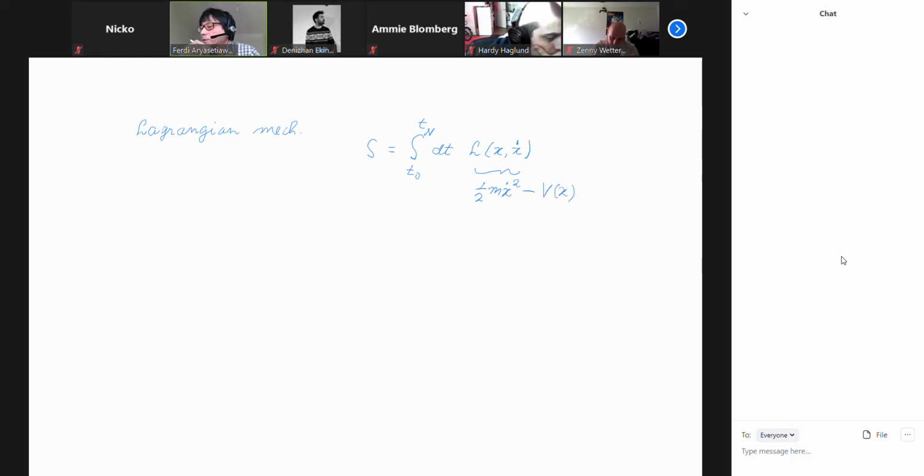Then the Lagrangian mechanics tells us that if we minimize these actions, this is the action here, subject to the boundary conditions that we start from time t0 and its position x0, let's say, and time tn at another position xn, then the path that the particle takes will be given by the least action.